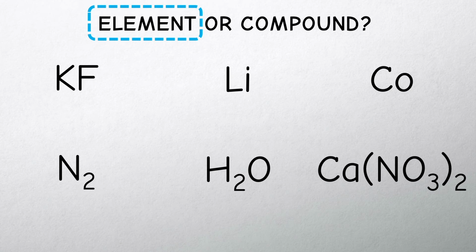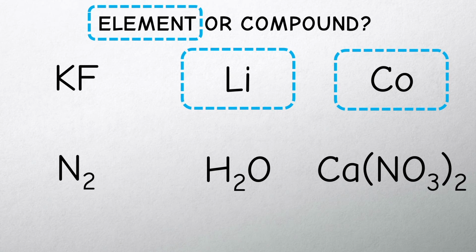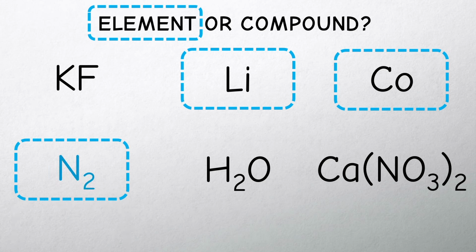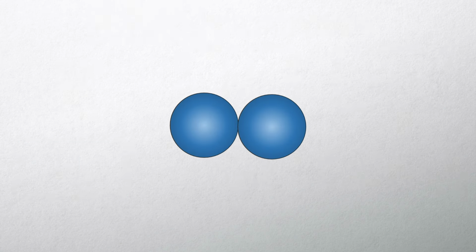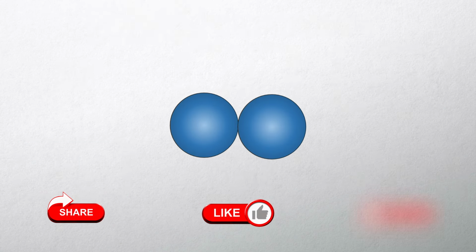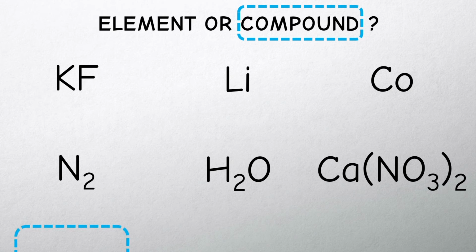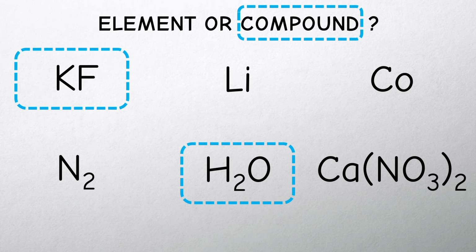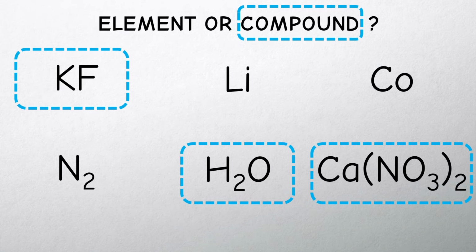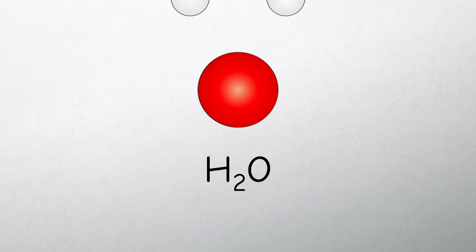The elements were lithium, cobalt, and nitrogen. Even though the nitrogen has a little 2, that just means it has 2 atoms of the same element which are joined together. This means it's a molecule of the element nitrogen. The others are compounds, called potassium fluoride, water, and calcium nitrate. They are compounds because they have different elements which are joined together.